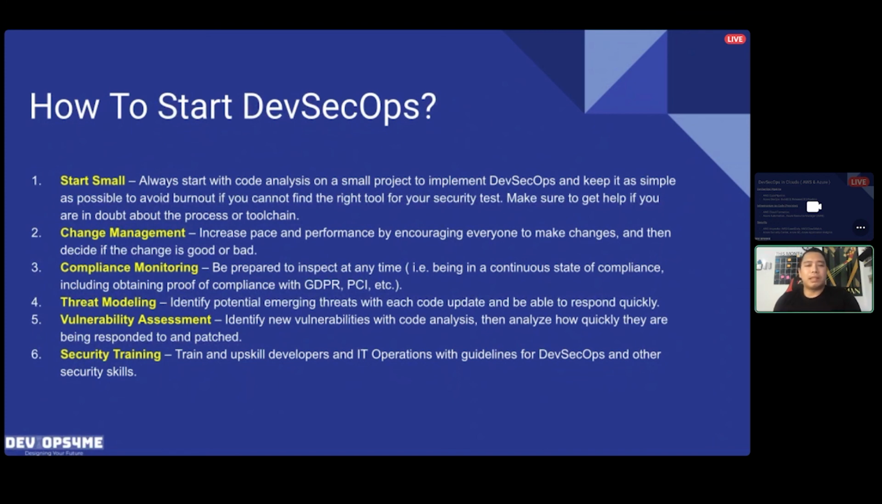The third point, you also need to have compliance monitoring. You need to be prepared to inspect at any time, for example, being in a continuous state of compliance, including obtaining proof of compliance with GDPR, CPI, and so on. The fourth step, you need to have threat modeling, because threat modeling is useful to identify potential emerging threats with each code update and see how they can respond quickly. The fifth step will be vulnerability assessment. You need that to identify new vulnerabilities with code analysis, and then analyze how quickly they can be responded to and patched.